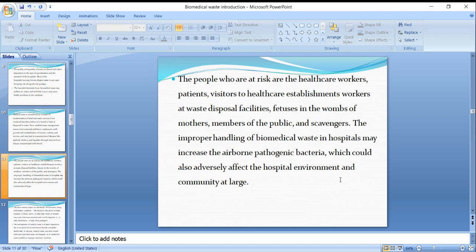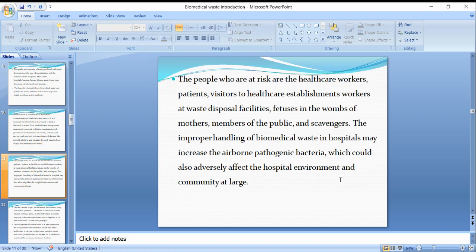The people who are at risk are the healthcare workers, patients, visitors to healthcare establishments, and workers of waste disposal facilities. Fetuses in the wombs of mothers, members of the public and scavengers will all be at risk if the waste is not maintained. That is to say, if it is not disposed of in a proper way, these members will get affected. The people in the hospital are affected, and the people outside the hospital will also be affected.